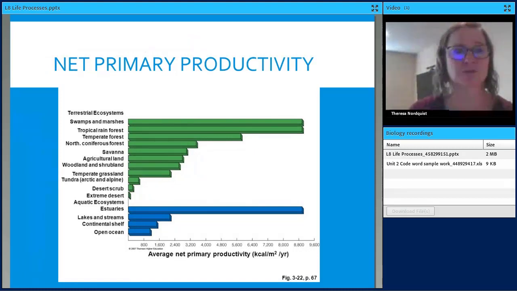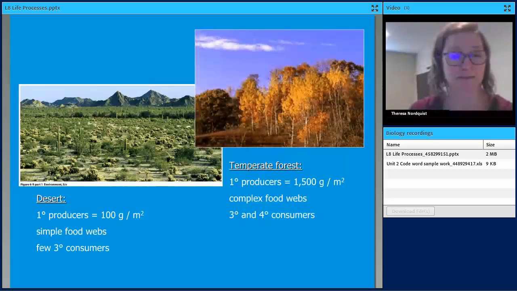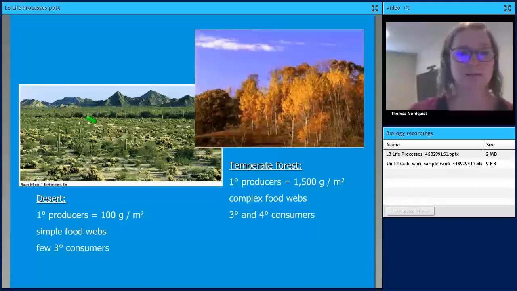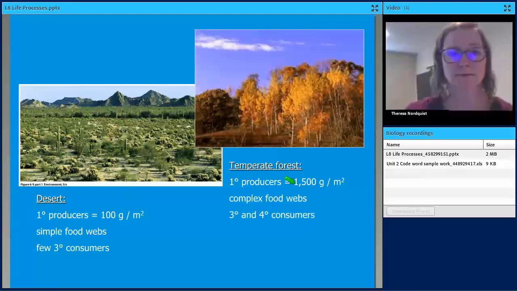All right, this image shows the net primary productivity for different habitats, for different types of ecosystems. And the amount of net primary productivity can determine a bunch about an ecosystem. It can determine what type of food webs you can have. So here we have a desert ecosystem and a temperate forest ecosystem. And the number of producers, primary producers, is different. So the density is much higher in a temperate forest compared to a desert. So you have more plants, more producers. You're going to have more NPP happening in the temperate forest. And because of that, because you have more NPP, more energy available to consumers, heterotrophs, you can have more complex food webs.